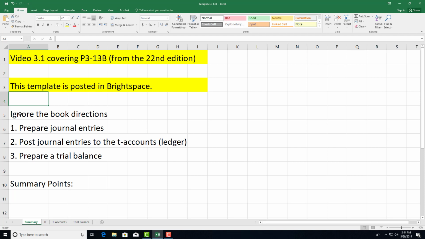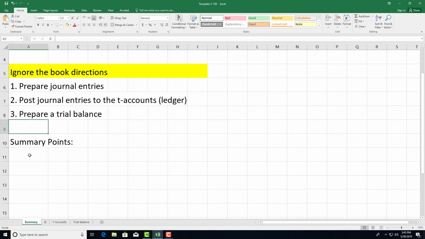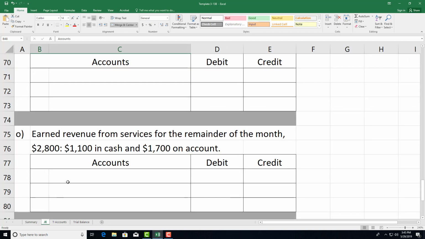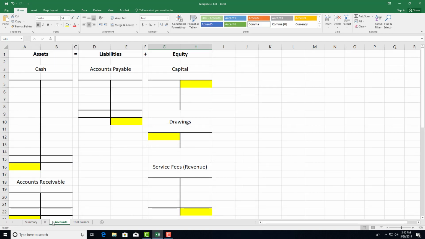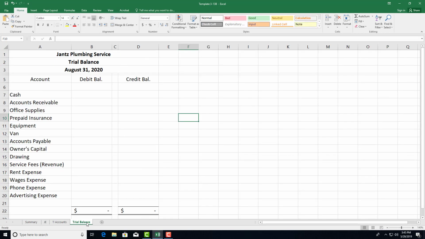along with the video. We're going to ignore the book directions, and we are first going to do journal entries, then post journal entries to the T accounts, and then we will prepare a trial balance. And in just a little bit in the video, I have a few summary points that I'll come back and type for you here. I have a tab already set up for the journal entries, I have a tab for the T accounts and one for the trial balance.